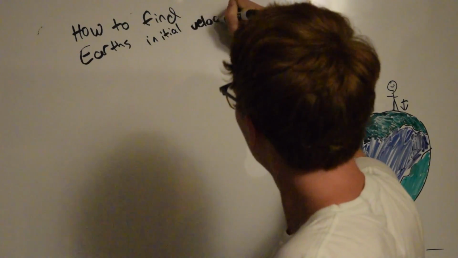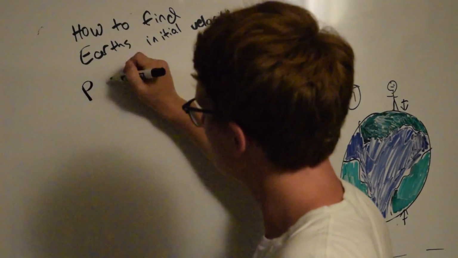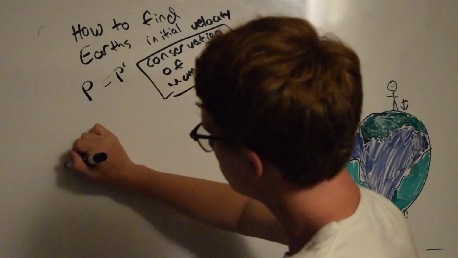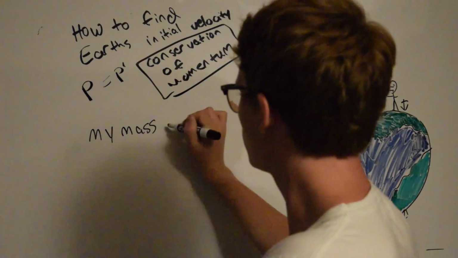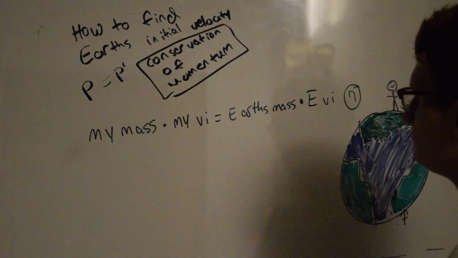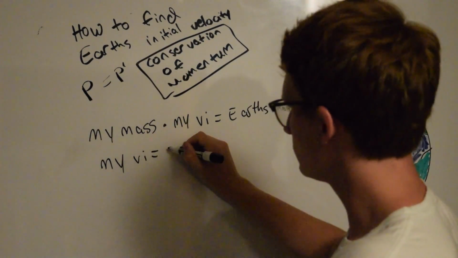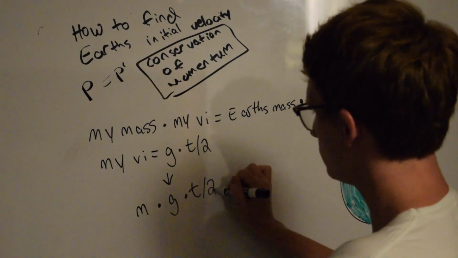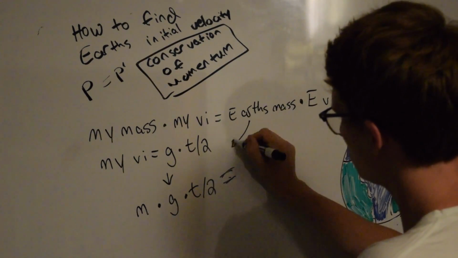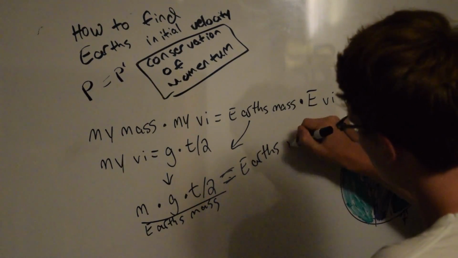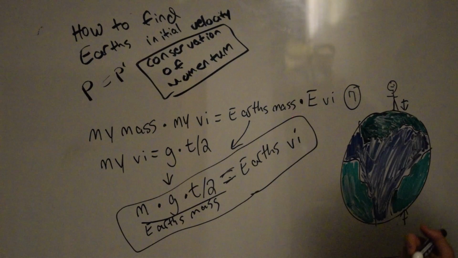And then to find Earth's initial velocity, we can use the conservation of momentum, which is momentum is mass times velocity. So my momentum would be equal to the Earth's momentum. Taking my mass multiplied by initial velocity for me, which, to find initial velocity, you can multiply Earth's gravity times time in air divided by 2. So mass times the gravity times time in air divided by 2, divided by Earth's mass. Moving the equation around would allow us to find Earth's initial velocity.